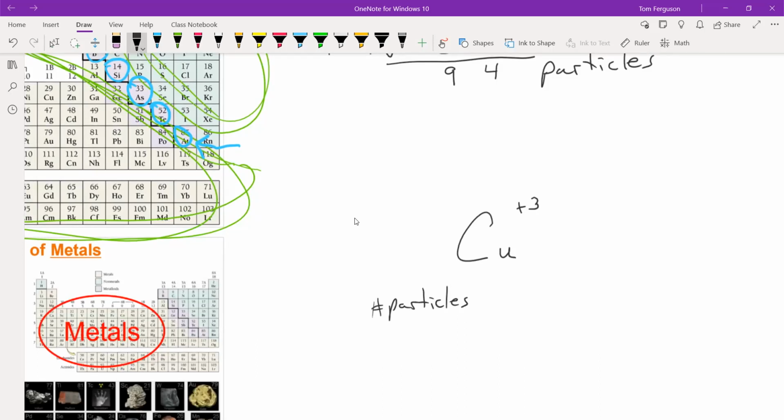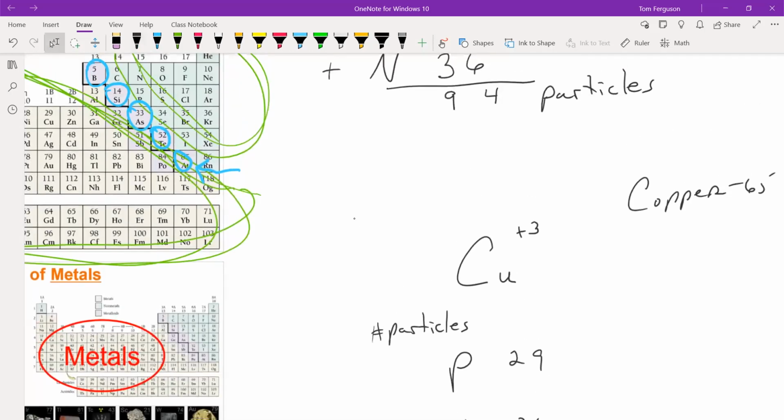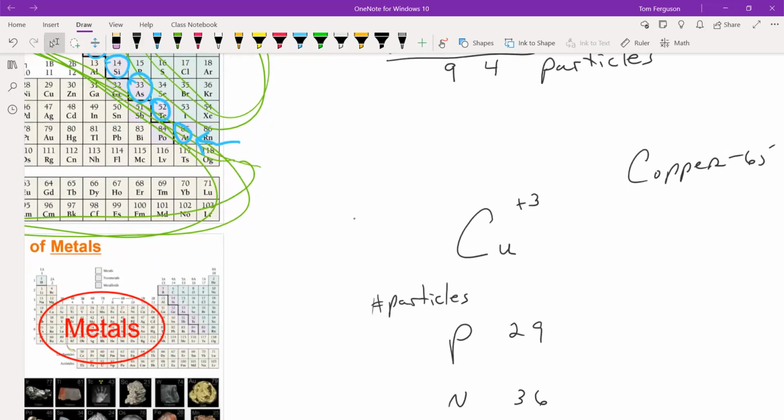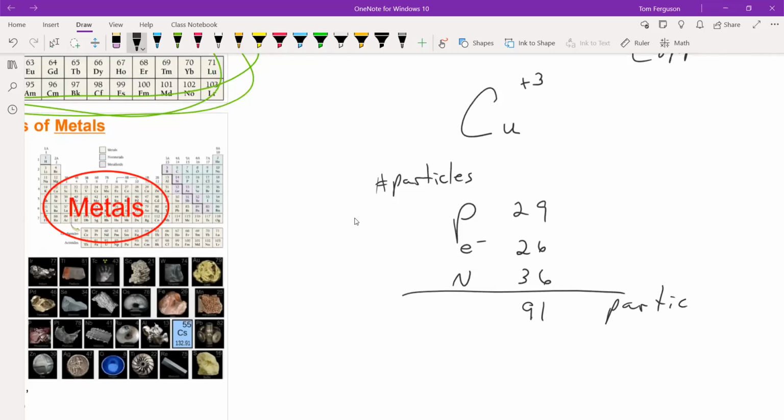So how many particles does copper plus 3 have? Well, right away we know protons are 29. And let's do copper 65 again. So we've got 36 neutrons. How many electrons does it have? I heard someone say 26. That means three less electrons. Neutrons are the same. Protons have to be the same because it's copper. Remember, the number of protons determines the element, not neutrons or electrons.